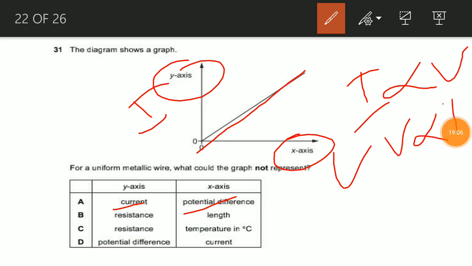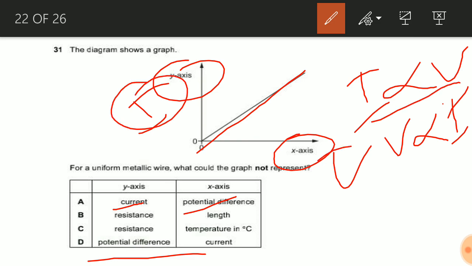This is Ohm's law. Because of that, option choice A and option choice D both are correct. Because I is also directly proportional to V, I can keep I over here and V over here, and I can reverse this as well. I can keep V over here and I over here. In that case also I will get a straight line.